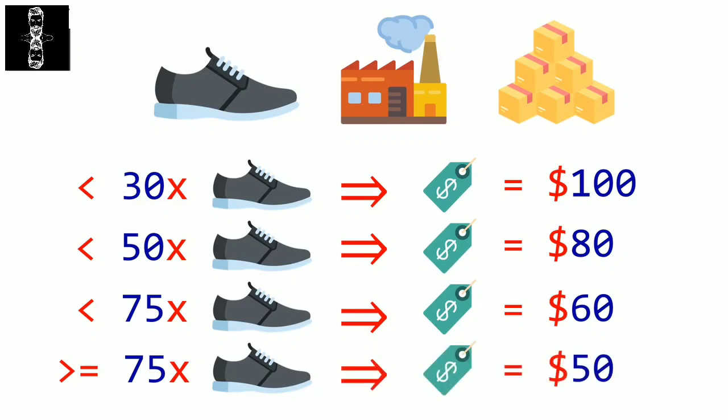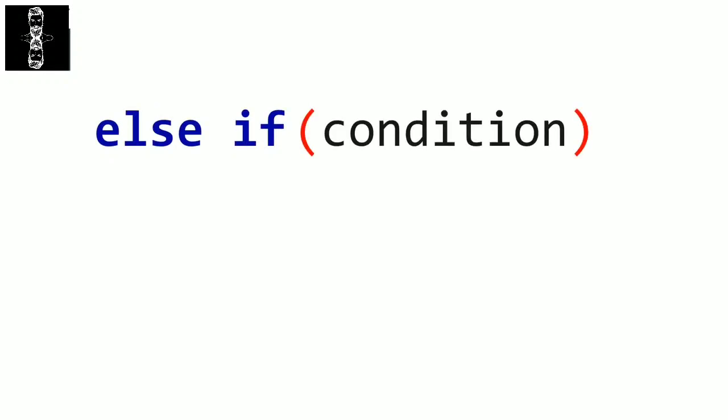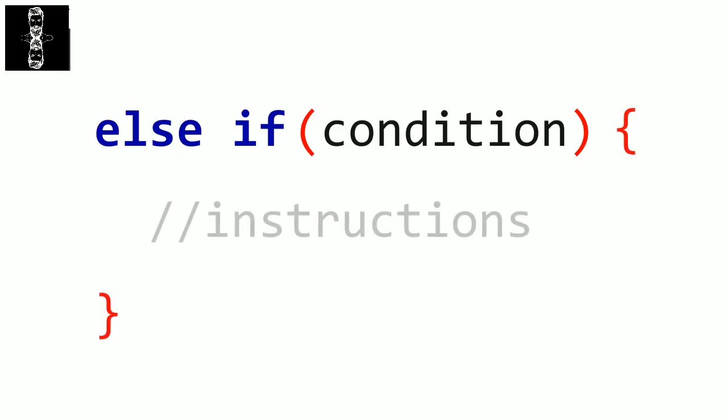So let's analyze this. We have 4 cases. We will check the quantity and we will evaluate the conditions one by one until we find the true one. Let's move to the IDE to implement this. The syntax of the else if statement is nearly similar to the if statement. We need the keyword else if, then the condition between parentheses, then the instructions between curly brackets, that you can avoid if there is only one instruction.